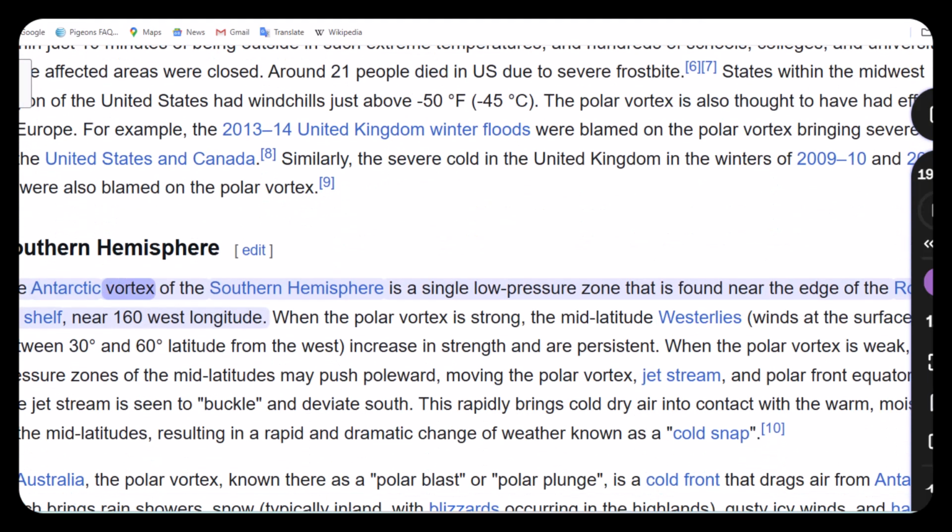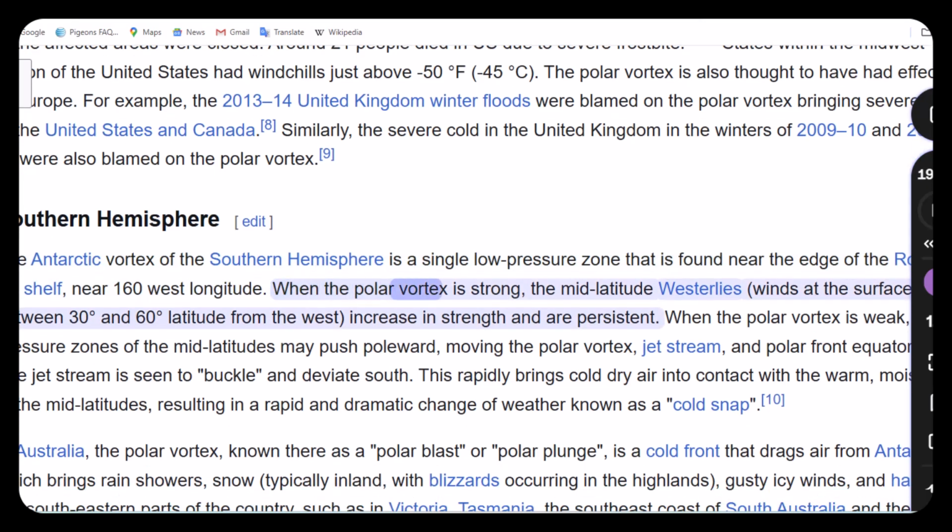The Antarctic vortex of the southern hemisphere is a single low-pressure zone that is found near the edge of the Ross Ice Shelf, near 160 west longitude. When the polar vortex is strong, the mid-latitude westerlies, winds at the surface level between 30-degree and 60-degree latitude from the west, increase in strength and are persistent.